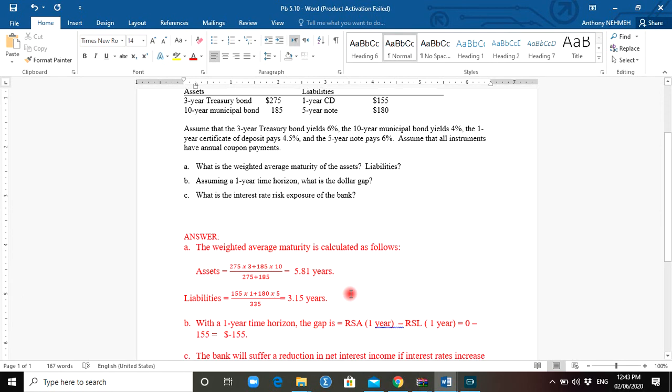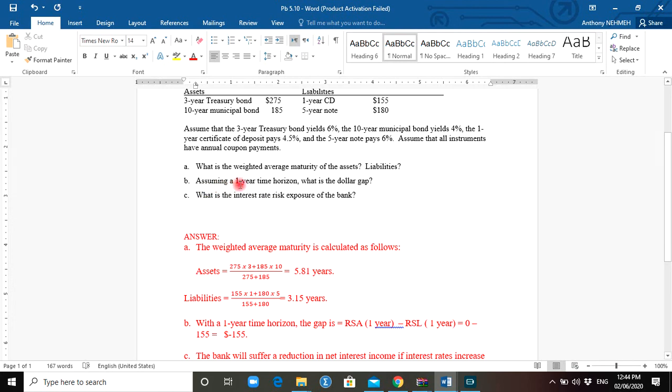Now, regarding the liabilities, the same concept. 155 times 1 plus 180 times 5 over total liabilities. We have 155 plus 180, and we will get 3.15 years.